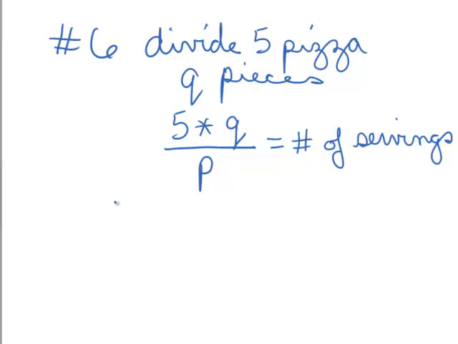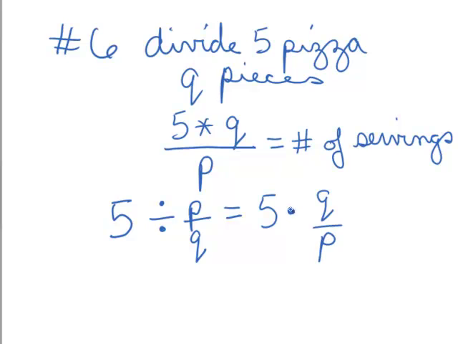Well, let's look at the division algorithm. If we had taken the 5 pizzas and divided them by the P over Q serving size, the standard algorithm is that we would invert, flip, and multiply. Well, that matches what we did. So what we did with our pictures, dividing it into Q pieces, grouping by size P, was inverting and multiplying. We just didn't look at it that way.